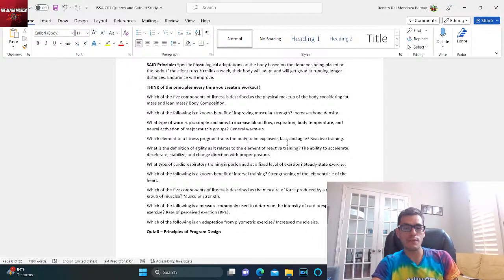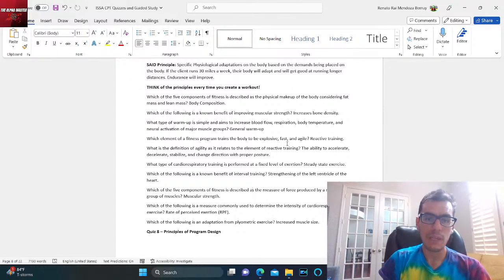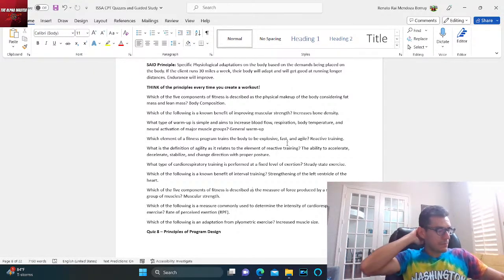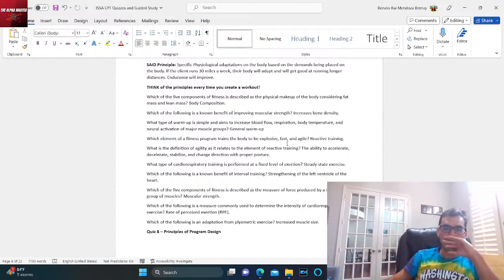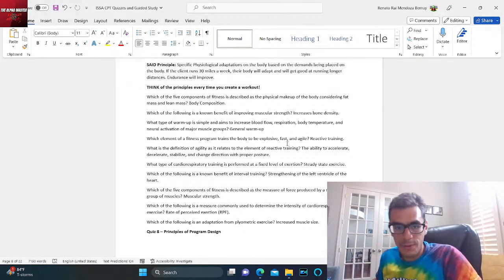Which of the following is an adaptation from plyometric exercise? An adaptation from plyometric exercise is going to be increased muscle size. So which of the five components of fitness is described as the physical makeup of the body considering fat mass and lean mass? It is going to be body composition.